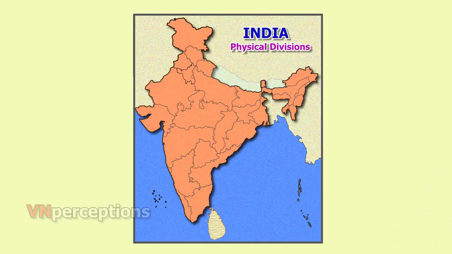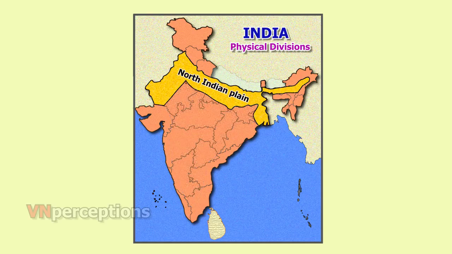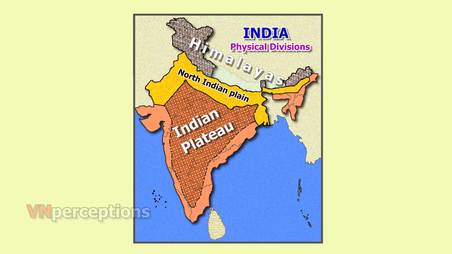In this video, we shall learn about the Northern Plains of India. The Northern Plains of India is the second largest geographical division of India, the largest being the Indian Plateau. The North Indian Plain lies between Himalayas to the north and the Plateau region to the south.